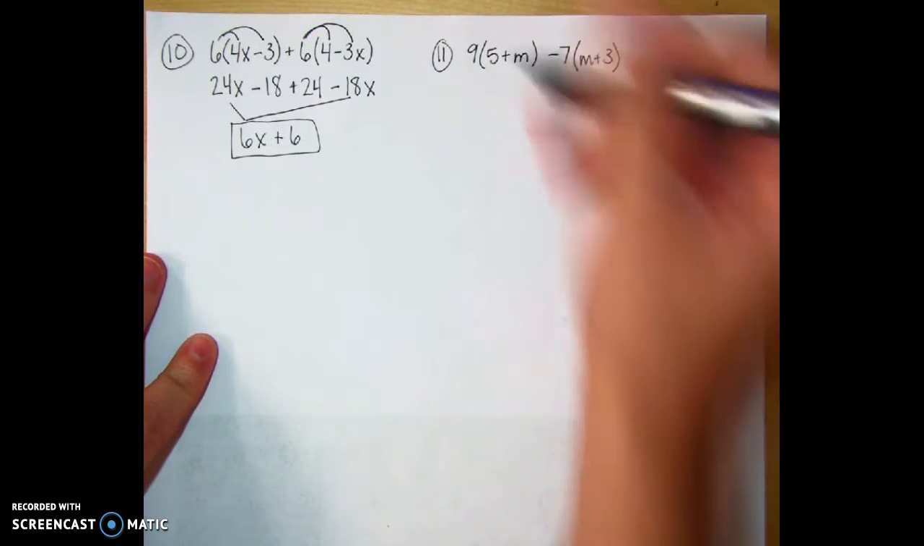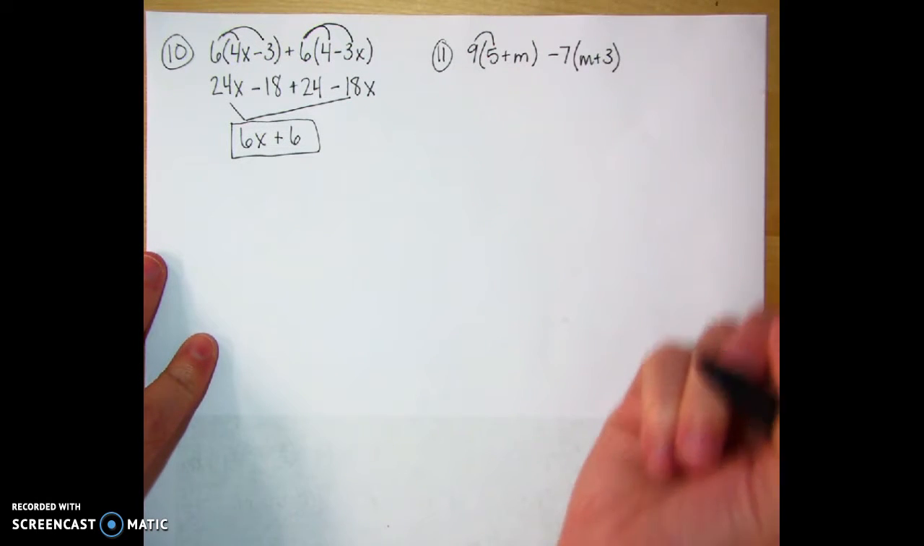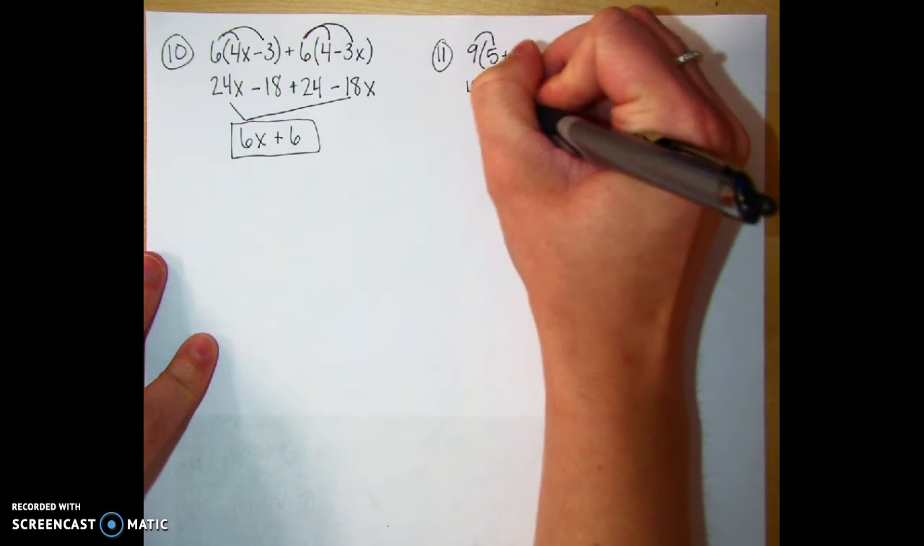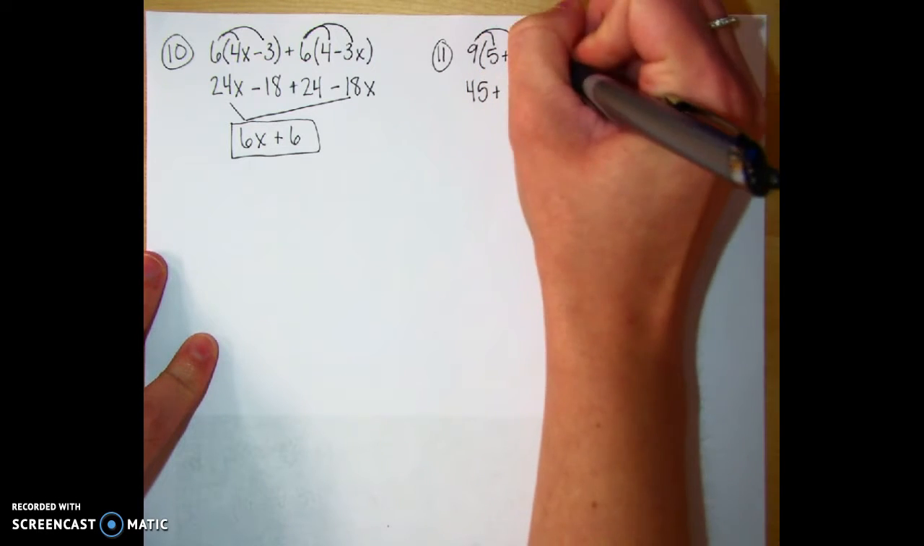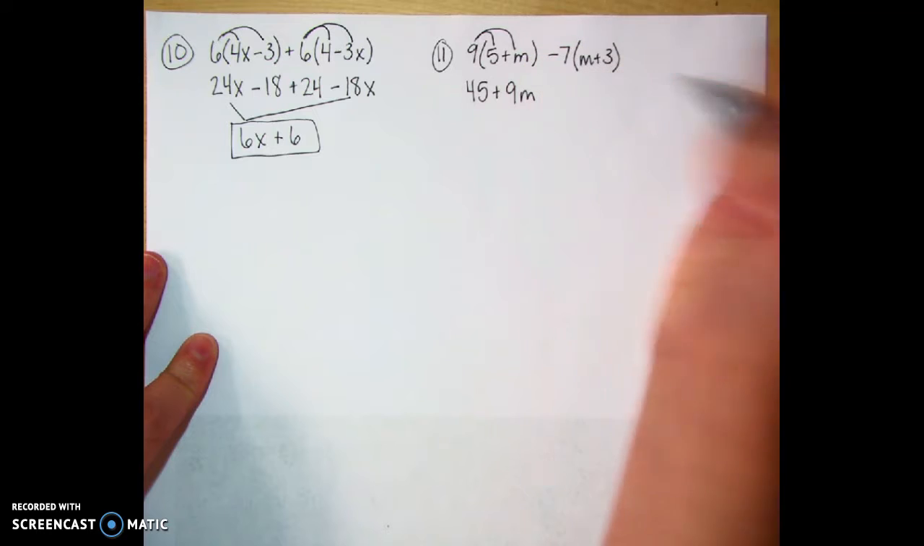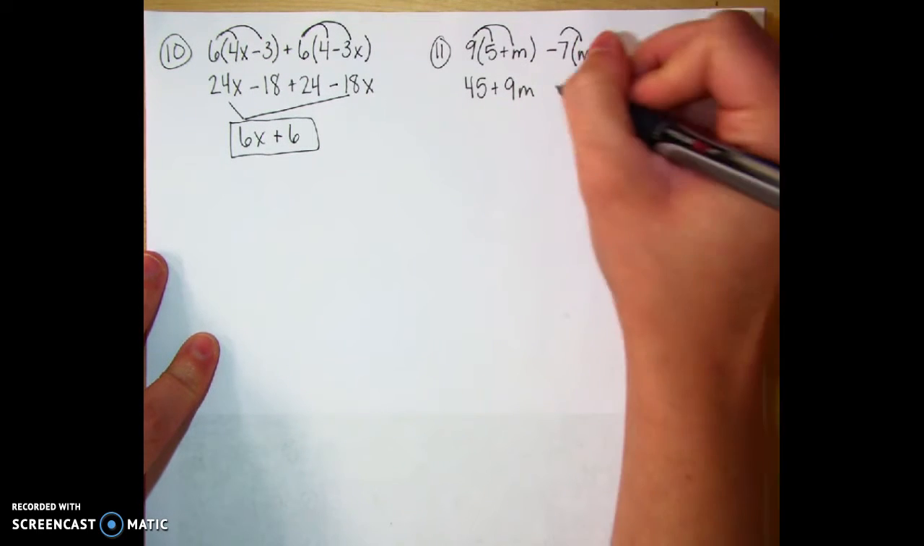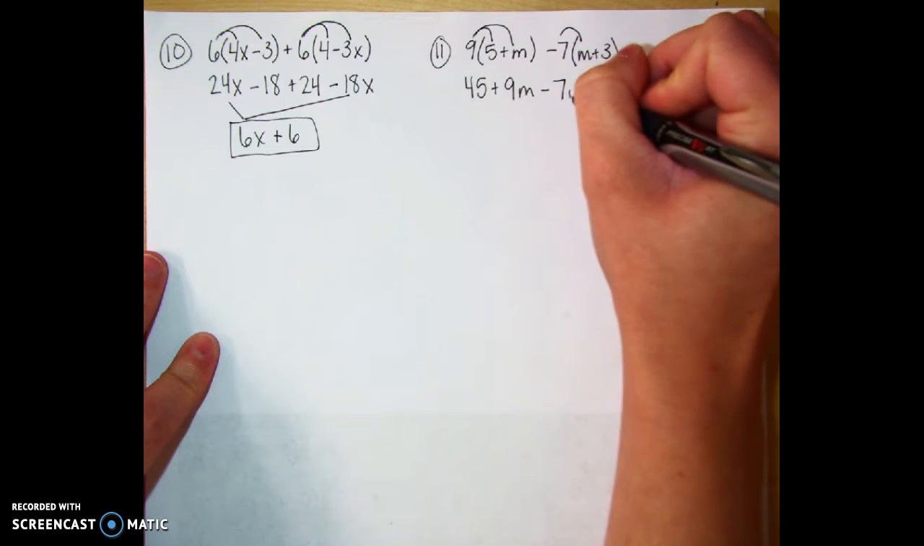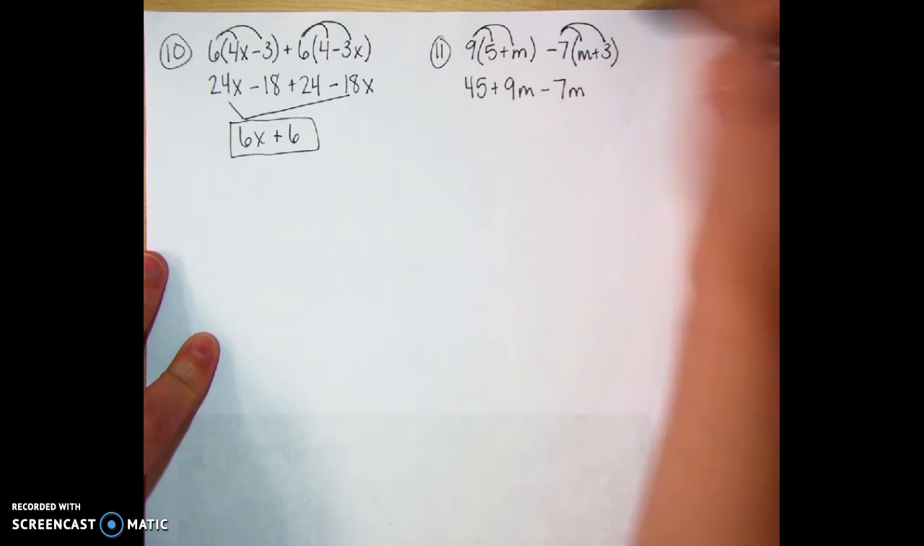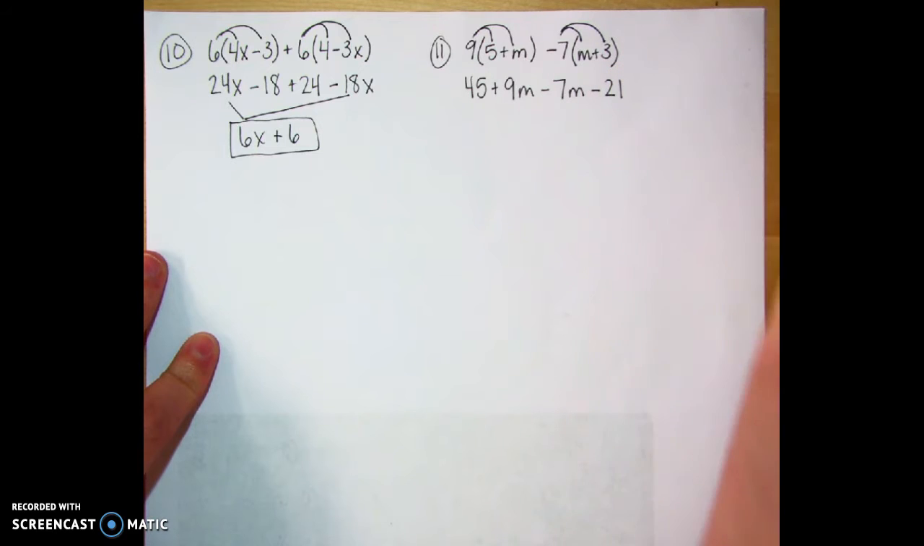Okay, and last one. 9 times 5 is 45, plus 9 times m is 9m. Over here, this is a negative 7 that you're distributing, so negative 7 times m is minus 7m. Negative 7 times 3 is negative 21.